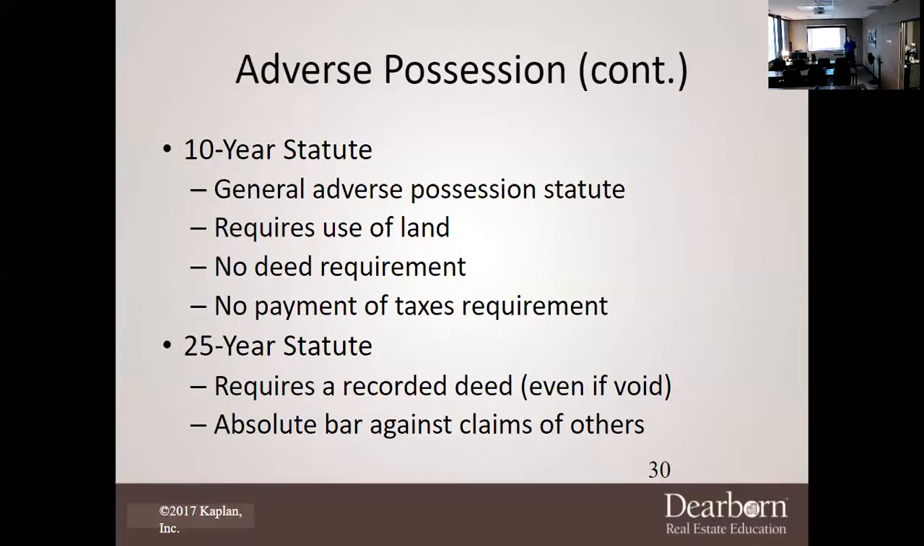That's why they always say there is no free lunch. If somebody ever says something's been paid, you need to inquire. So in that situation, you got to make certain that you look at this. There's also the 25-year statute, which requires a recorded deed, even if it's void, and an absolute bar against claims to any other. As you can see, there are multiple statutes.